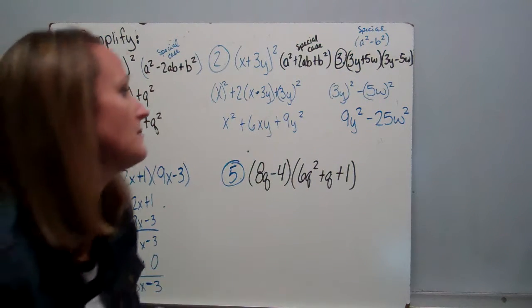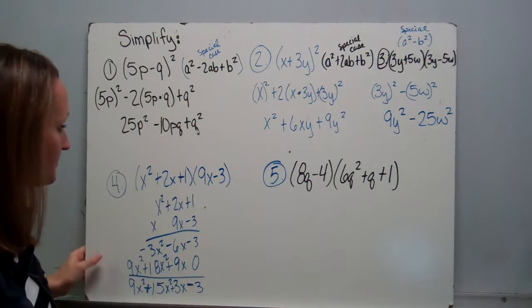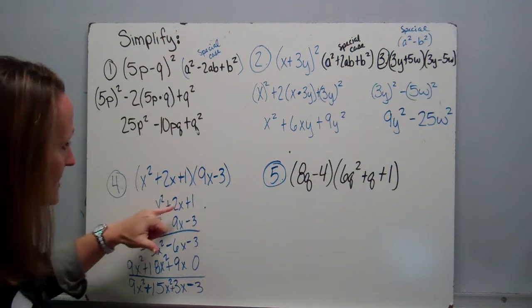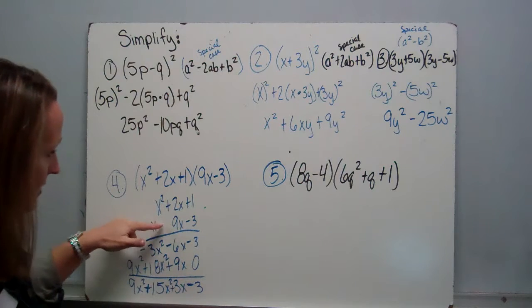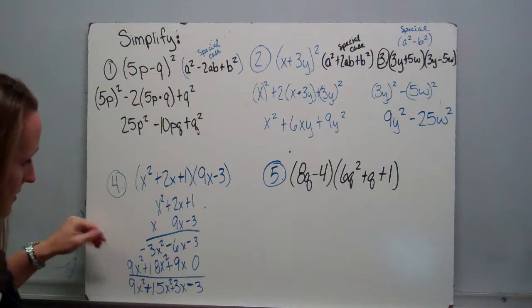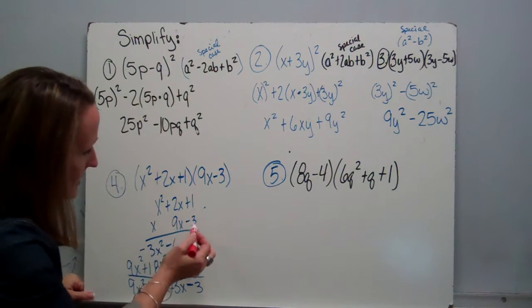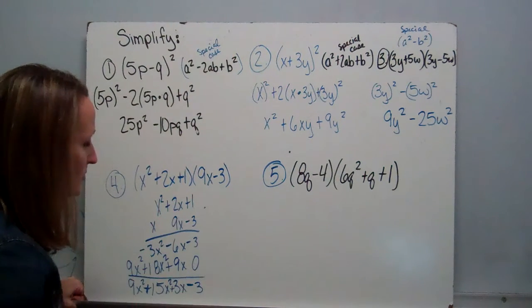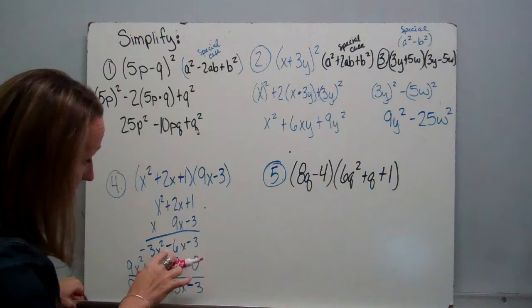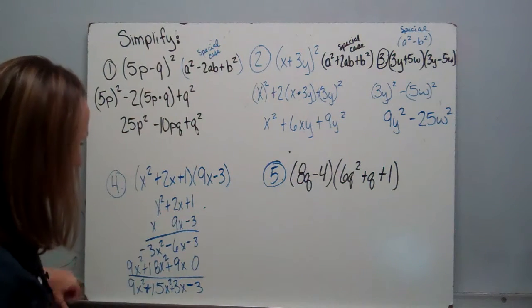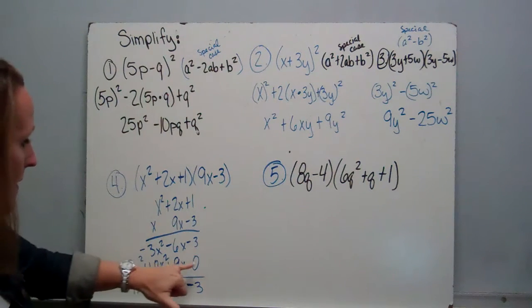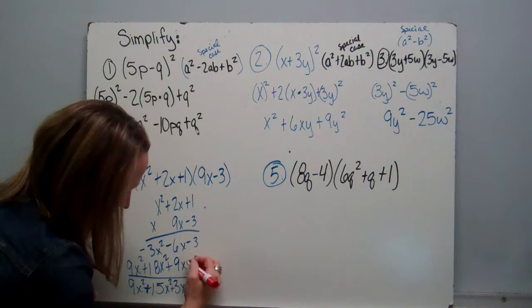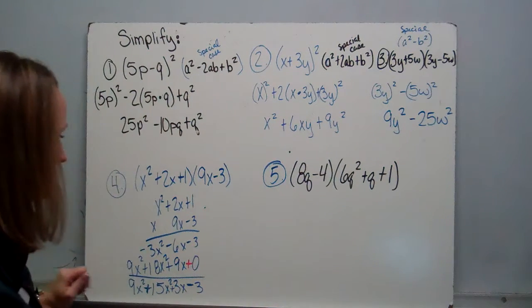Okay, so now here's some trinomials and binomials. So if I have x squared plus 2x plus 1 times 9x minus 3. Get a little crooked, but if I do negative 3 times everything, negative 3 times 1 is negative 3. Negative 3 times 2x is negative 6x. Negative 3 times x squared is negative 3x squared. Here's my placeholder. I want to make sure I'm putting that plus 0, although it doesn't matter.